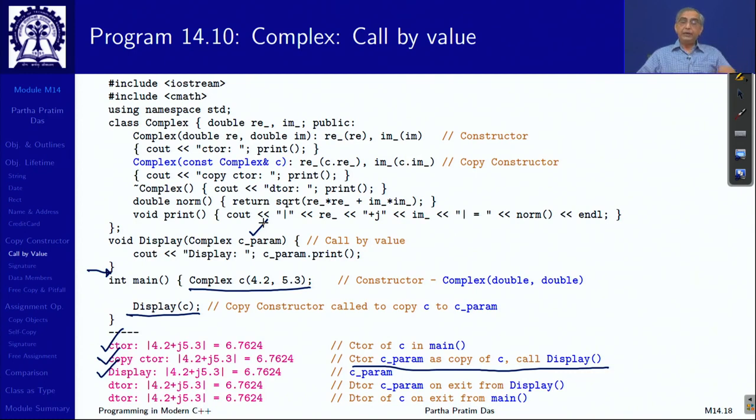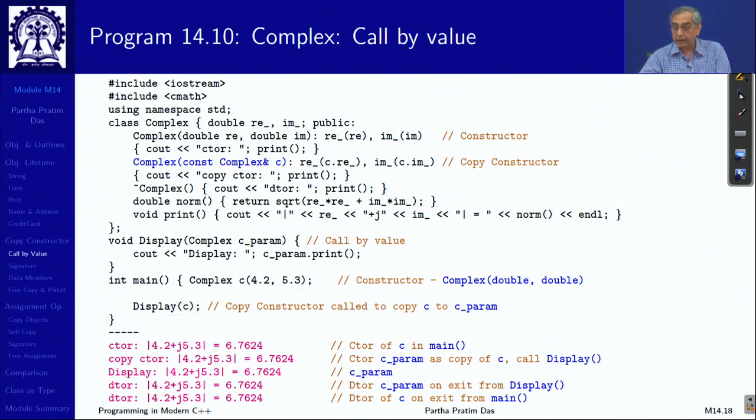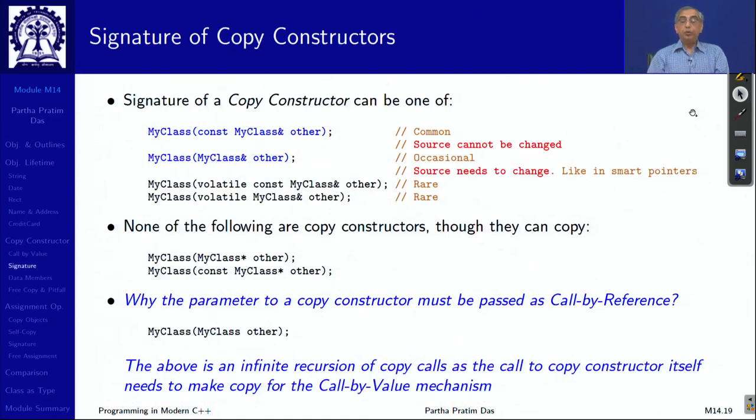So, when you get to the end of display, your control is going back, you are out of that scope, and by that same rule, the destructor will be called for C param. So, the destructor is called with the same set of values, and then finally, the destructor of C is called at the end of main. So, this is how call by value is supported. You can see the same thing if you do return by value as well.